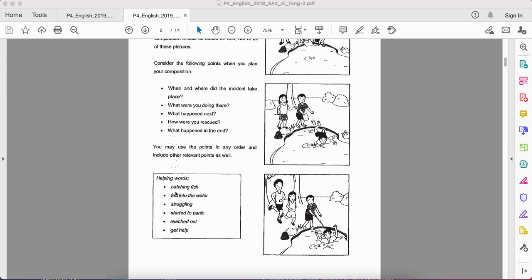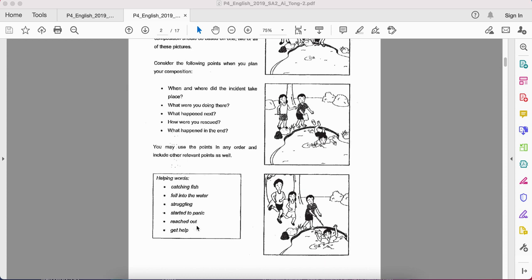Now, these include things like catching a fish. So, for example, it was a bright, sunny day. I went out with my friends to go fishing at a park nearby. I tripped and fell into the water, for example. I was struggling to get out of the pond or lake. I started to panic, and my friend John reached out with a stick, for example, and I got the help I needed to get out of the lake.